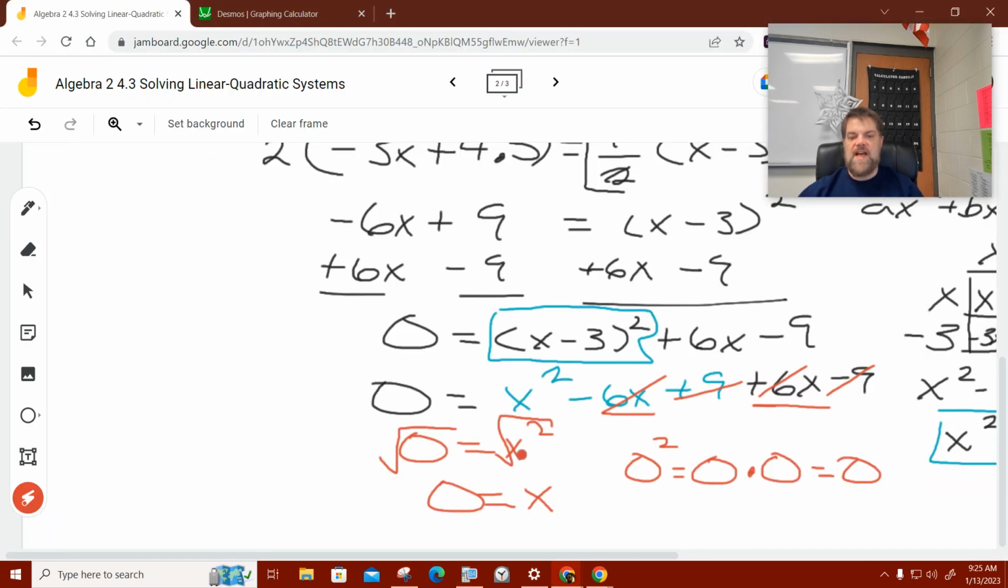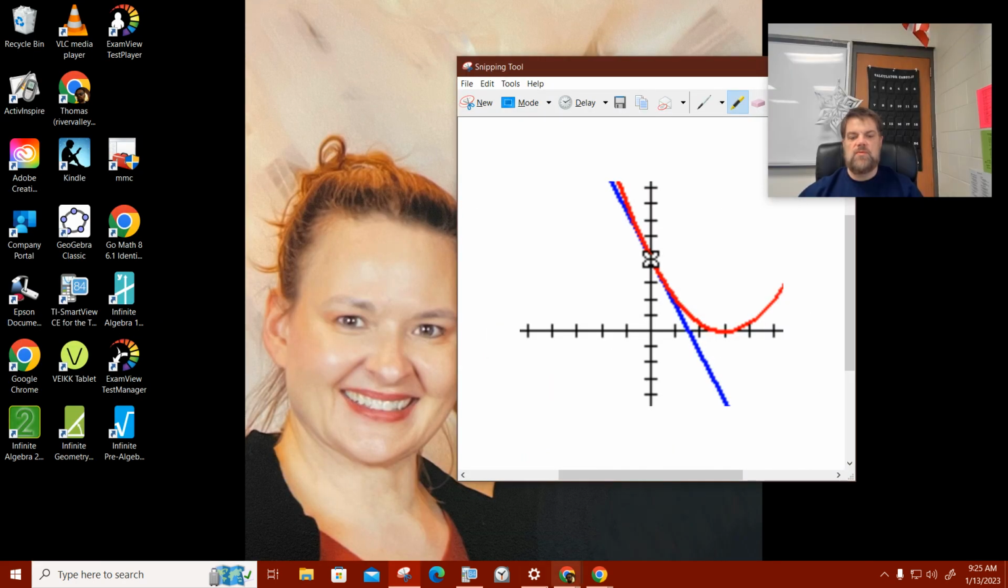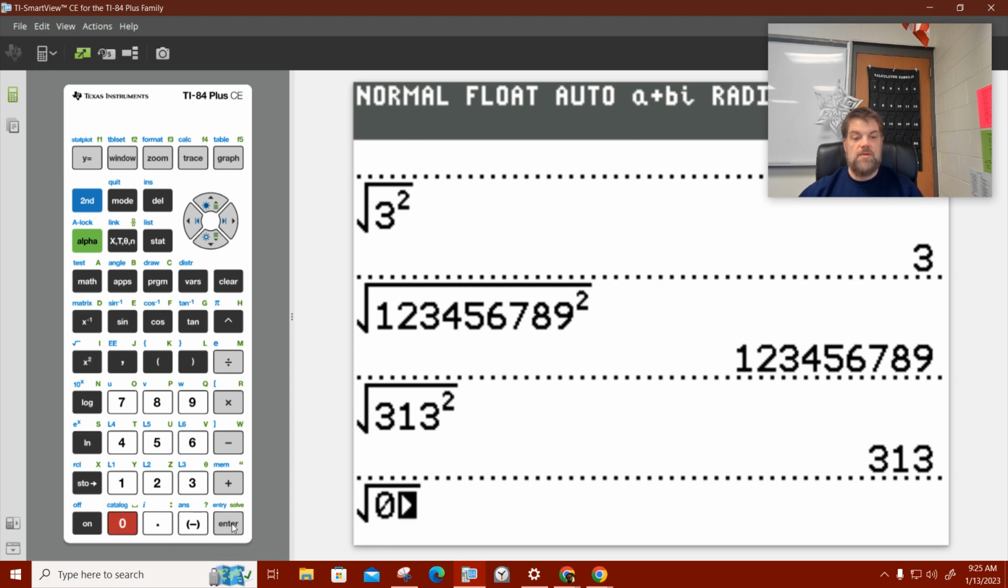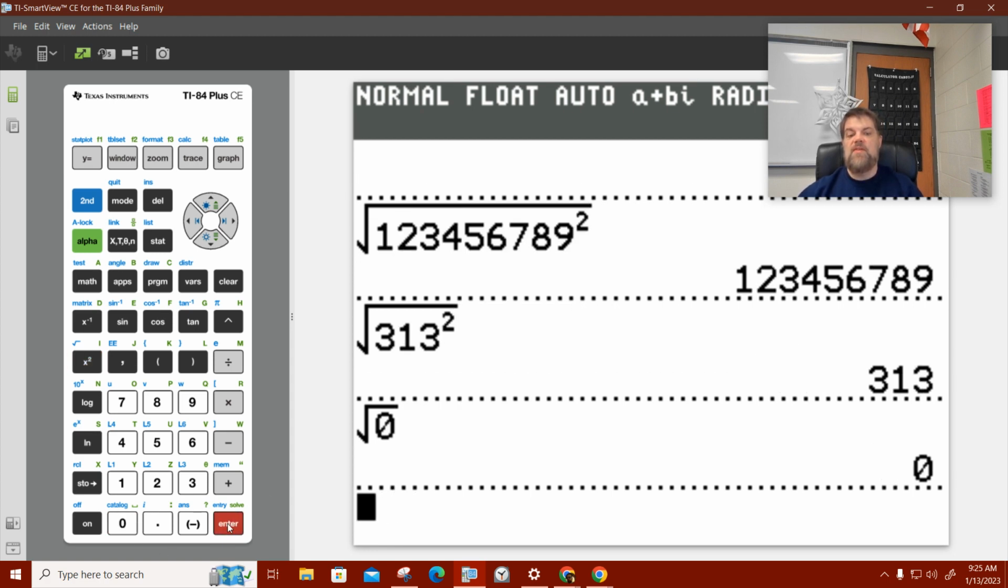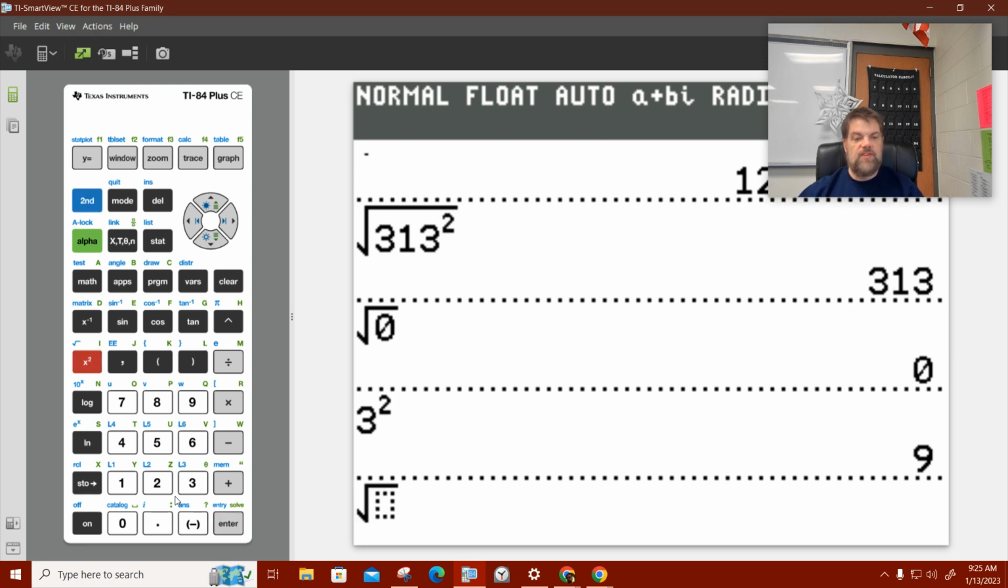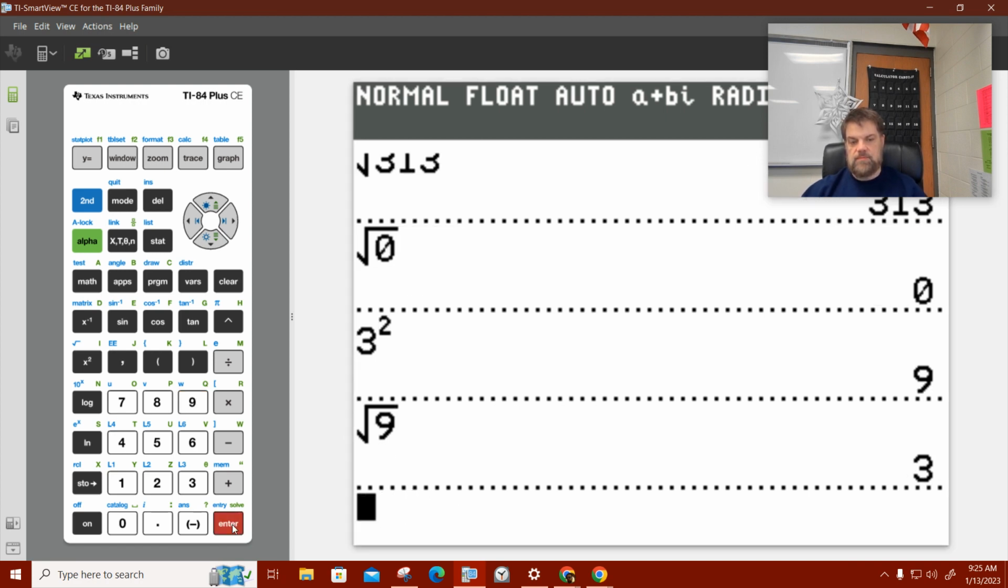So over here, when I have x squared and I take the square root of a square, it's just x. Now, to take the square root of 0, I could just plug that in the calculator. That's just 0. But remember that 3 squared is equal to 9. So when I take the square root of 9, I'm really finding this base. What number times itself equals 9? 3.